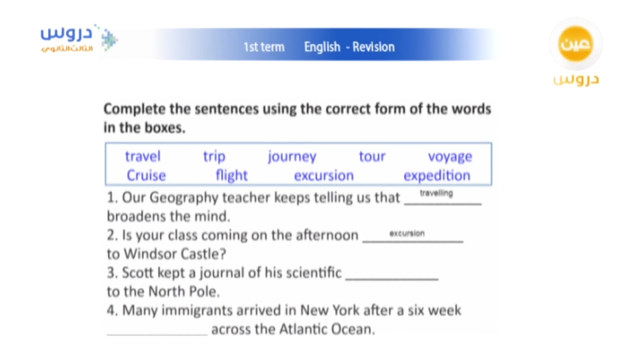Okay, number 3, Scott. I'm waiting for you, Abla. Scott kept a journal of his scientific space to the North Pole. What can we add here? Number 3. Expedition. Yes, Isra. Wallahi, you are doing great. Abla, I'm waiting for your questions. Expedition.